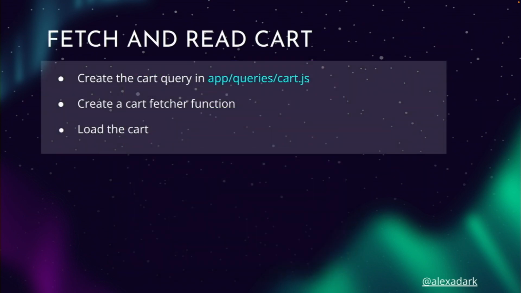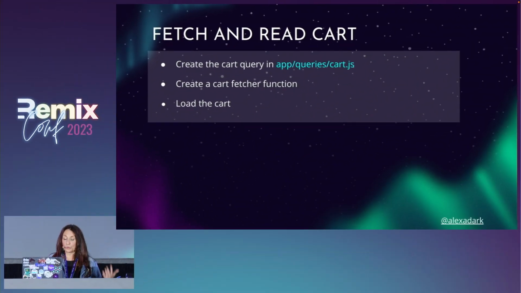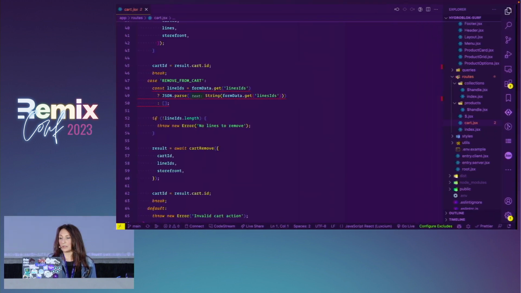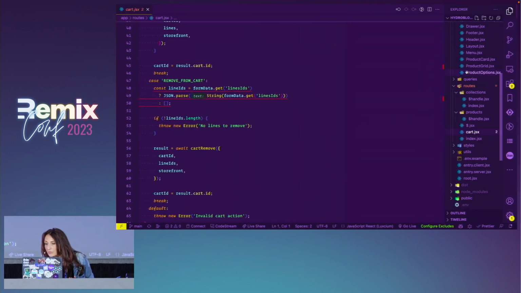Now, we have a cart. We have buttons to add items to the cart, so we can add products, so we have data in our cart. Now we need to fetch and read this cart. So for that, we need three things: to create a cart query, to create a cart fetcher function, and we need a loader to get this data. So I create the query here in a query folder, if I find it.